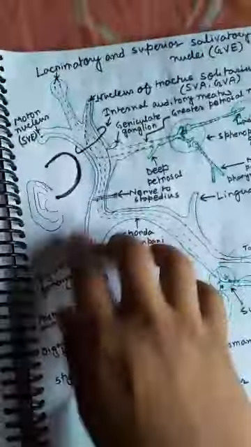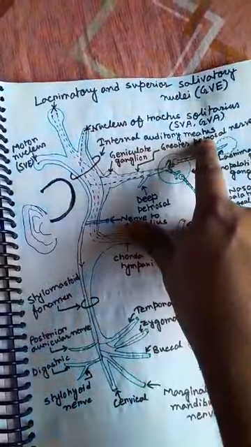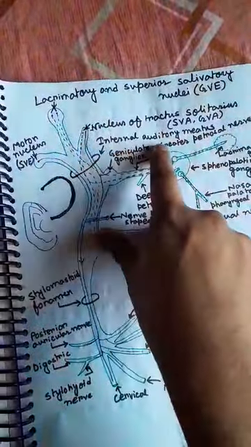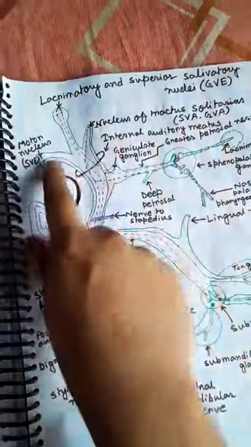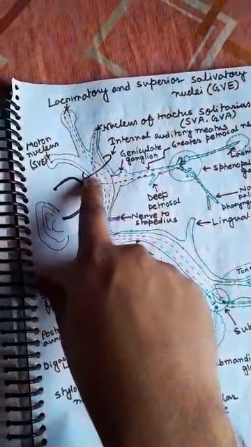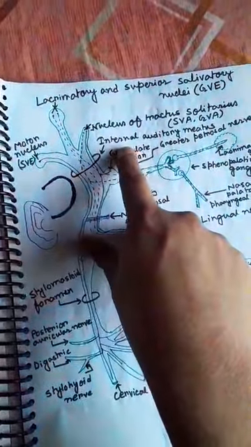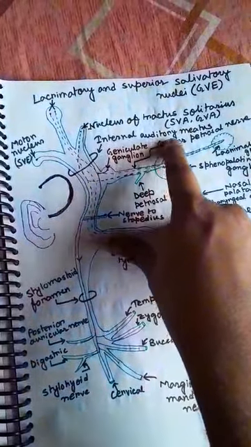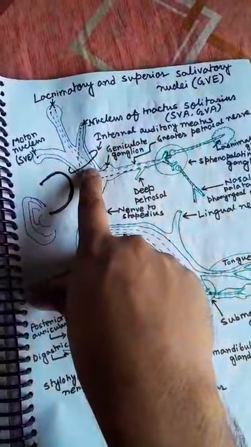Look here. This is the internal auditory meatus. This is a foramen. This is called the internal auditory meatus. From the lower pons, the facial nerve comes and enters into a foramen. That foramen is called the internal auditory meatus. This structure. Okay.